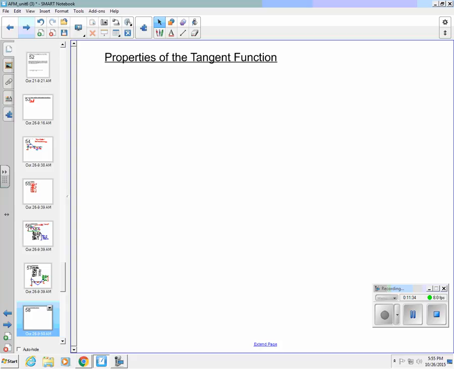So our last trig function we'll go over is the tangent function. This one's going to be a little bit different because of the nature of the tangent function. So we know from our identities that tangent is the same as sine over cosine.